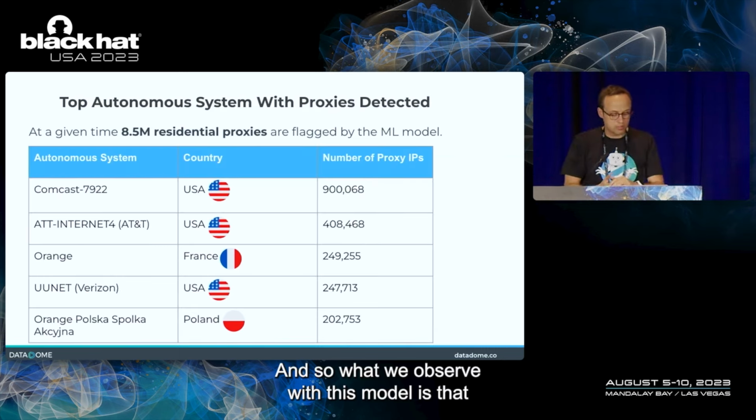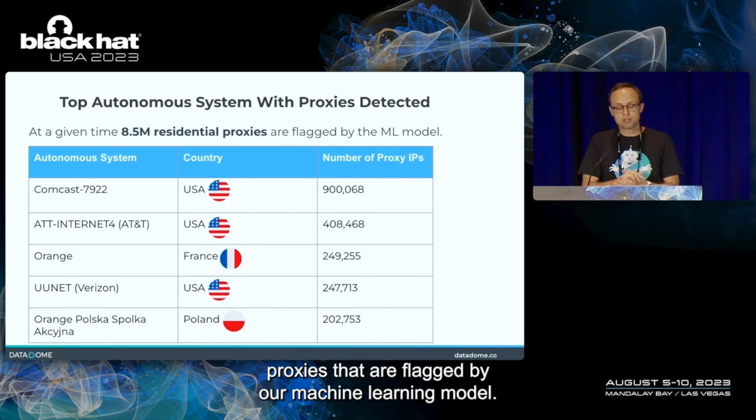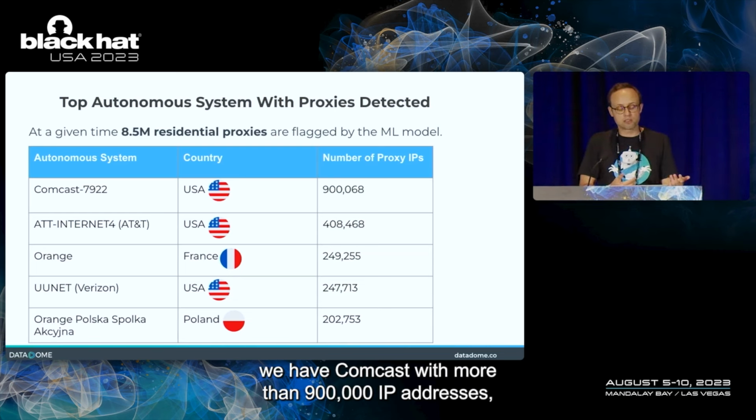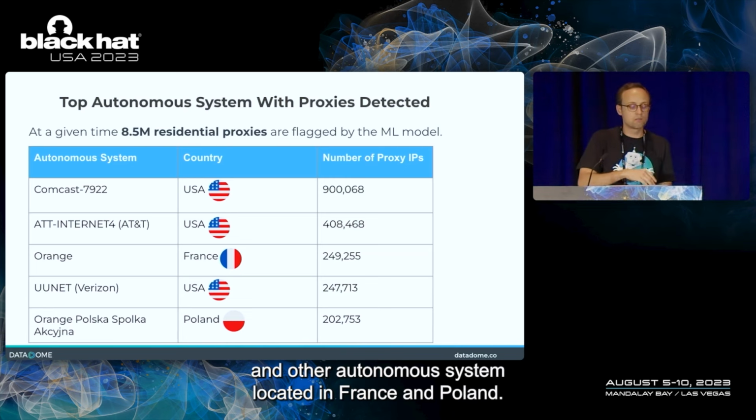And so what we observe with this model is that at a given time, we have around 8.5 million residential proxies that are flagged by our machine learning model. Among the top autonomous systems, we have Comcast with more than 900,000 IP addresses, AT&T with more than 400,000, and then Verizon with 247,000, and other autonomous systems located in France and Poland.